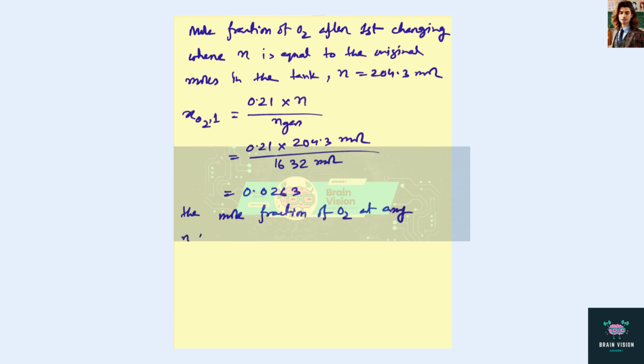and the mole fraction of oxygen at any n charges can then be written as x_O2 equal to the mole fraction of oxygen in the air multiplied by the number of moles divided by number of moles of gas, to the power n. Now we can solve for n when this equation is equal to 10 ppm.